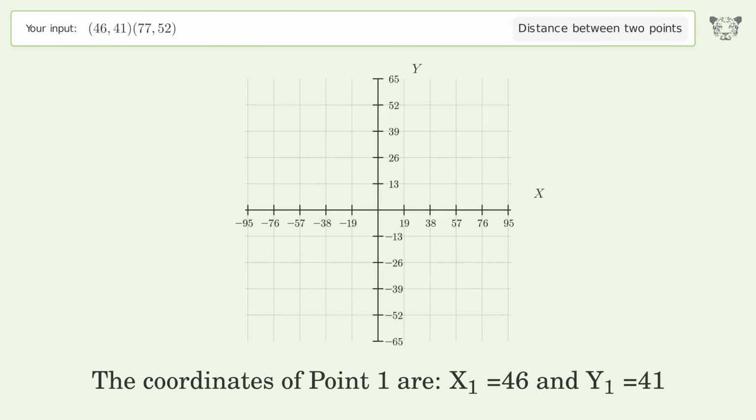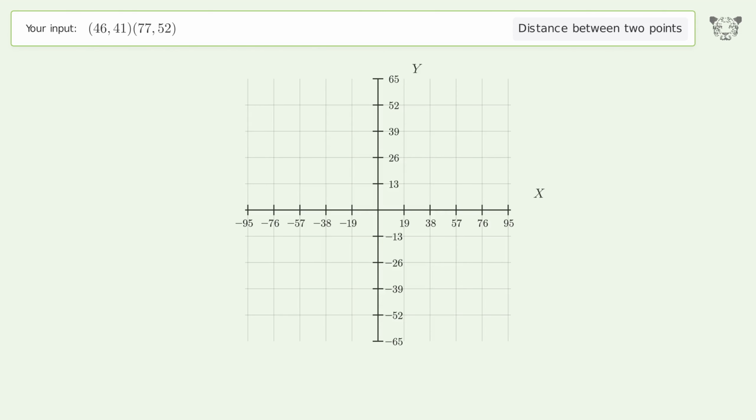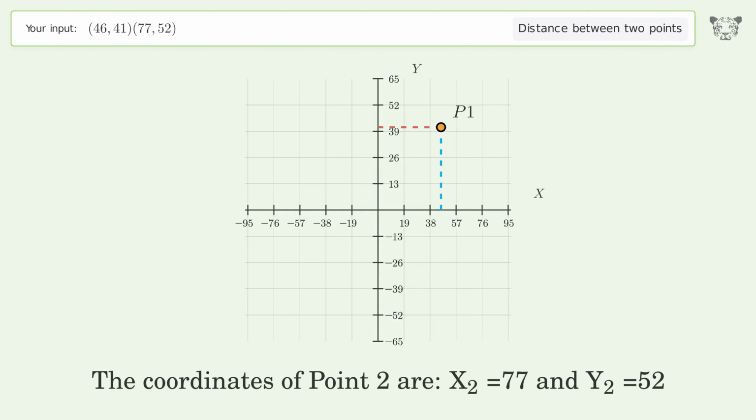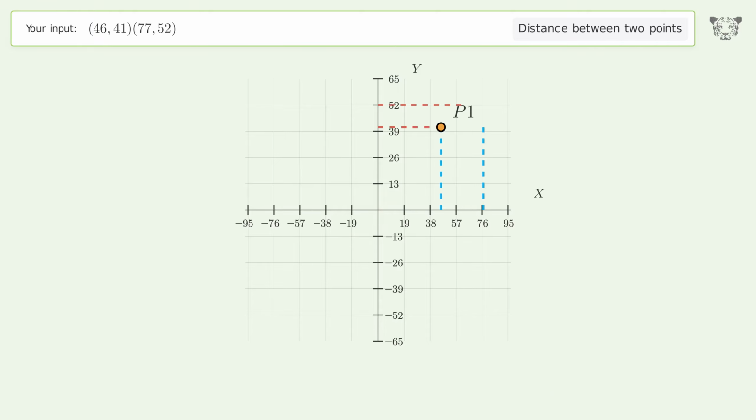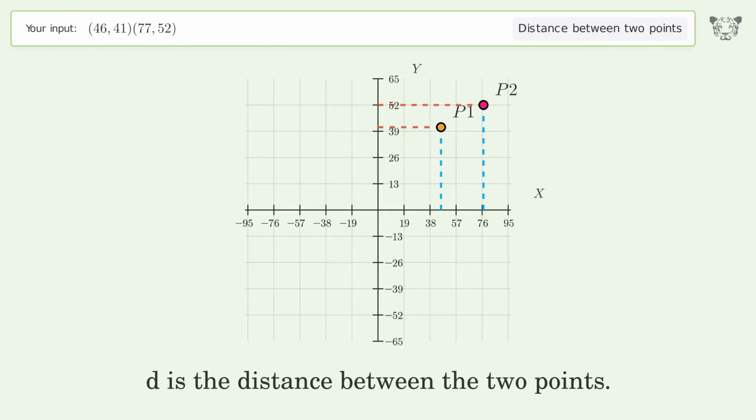The coordinates of point 1 are x1 equals 46 and y1 equals 41. The coordinates of point 2 are x2 equals 77 and y2 equals 52. D is the distance between the 2 points.